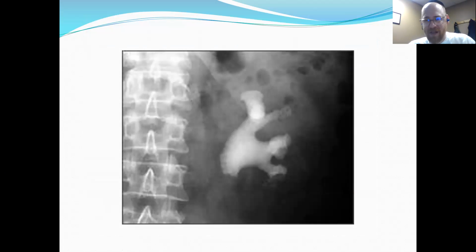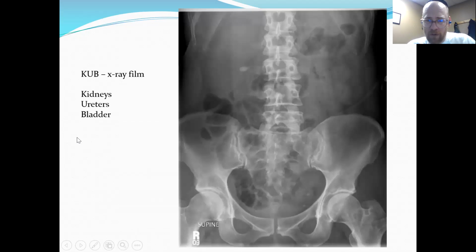Okay, so here's a picture of a kidney stone on a KUB X-ray. KUB stands for kidney, ureter, bladder X-ray. So you can see the stone here sitting in the upper left quadrant of this individual's abdomen. Okay, so here's the KUB. Here's another stone here on the right. You can see it. So how do they typically utilize these diagnostically?